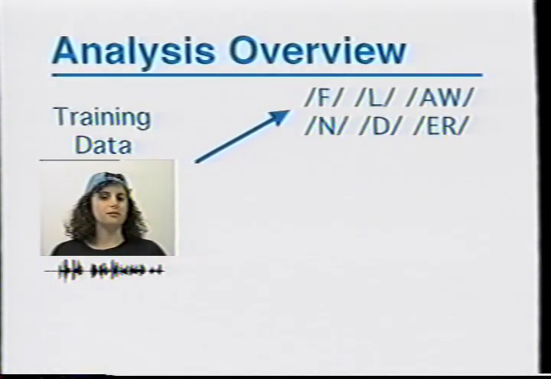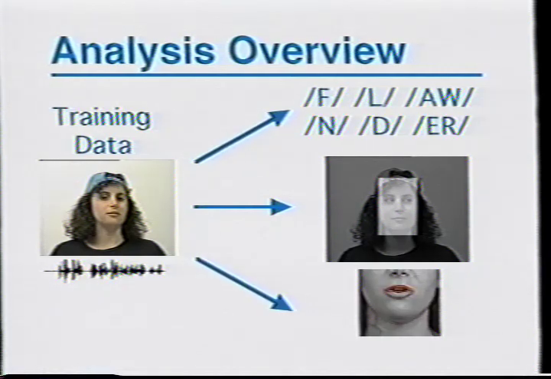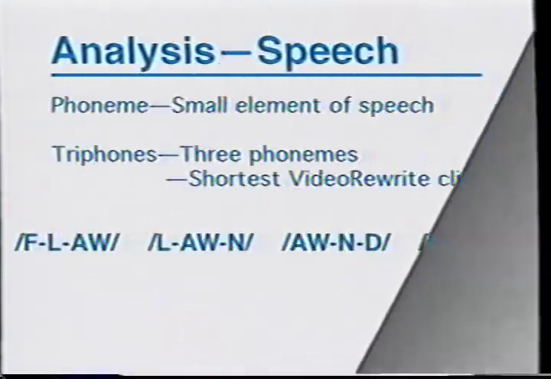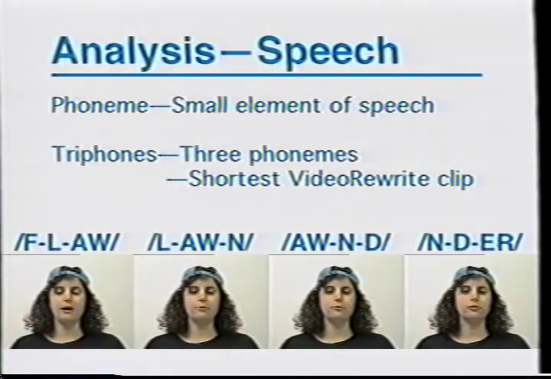It labels the training video with speech segment boundaries, with facial pose, and with lip and chin positions. We use speech recognition to mark the video with phoneme labels. Here are the triphones in the word flounder. Flounder. During synthesis, we rearrange these images to match the phonemes of a new utterance.